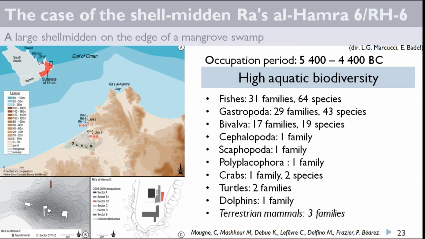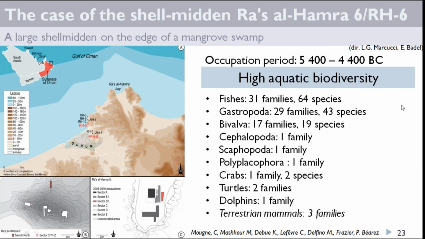Voilà. So I would like to focus a little bit on the results of the shell midden of Ras al-Hamra 6, which is located in the area of the capital of Oman, near Muscat, in the mangrove of Qurum. It was excavated by an Italian team conducted by Lapo Marcucci, who did the more recent excavation in 2010, I guess. The occupation period of the site was from about the middle of the 6th millennium to the middle of the 5th millennium.